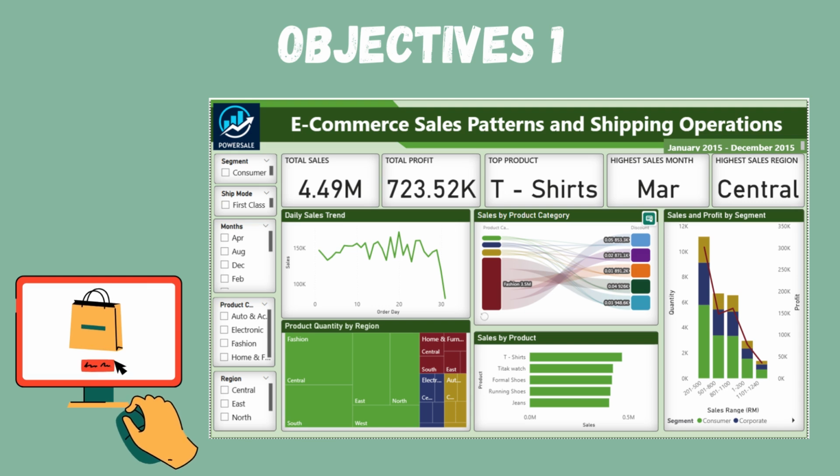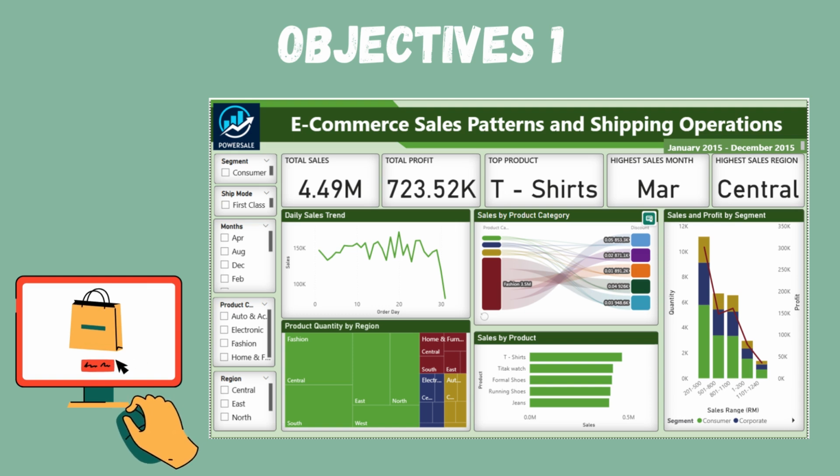Which type of customers are buying these products and at what sales range? To answer that, we look at the line and stacked column chart, which is a comparison and composition chart showing sales range and profit by segment. Here we learn that most of our profit and orders come from the 201 to 500 sales range, especially from the consumer segment. But are these sales happening evenly across all regions? So, the tree map, which is a composition chart, helps us to answer that.